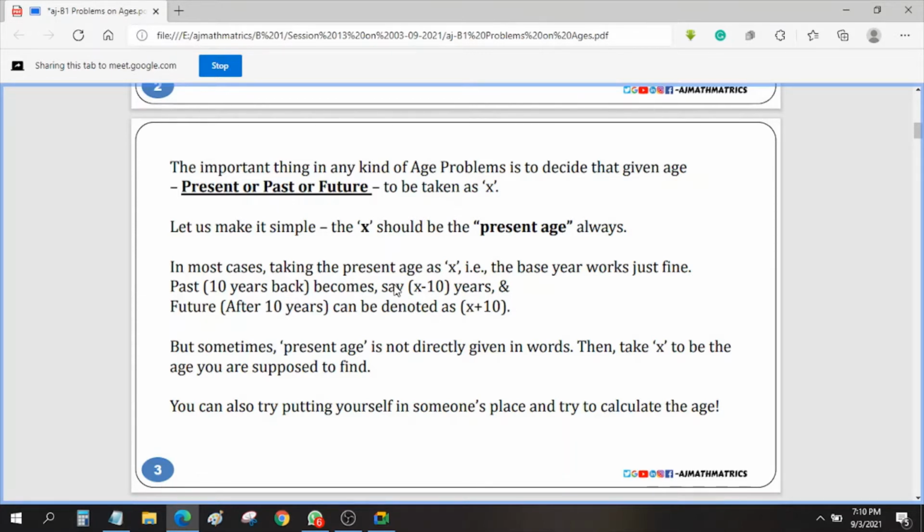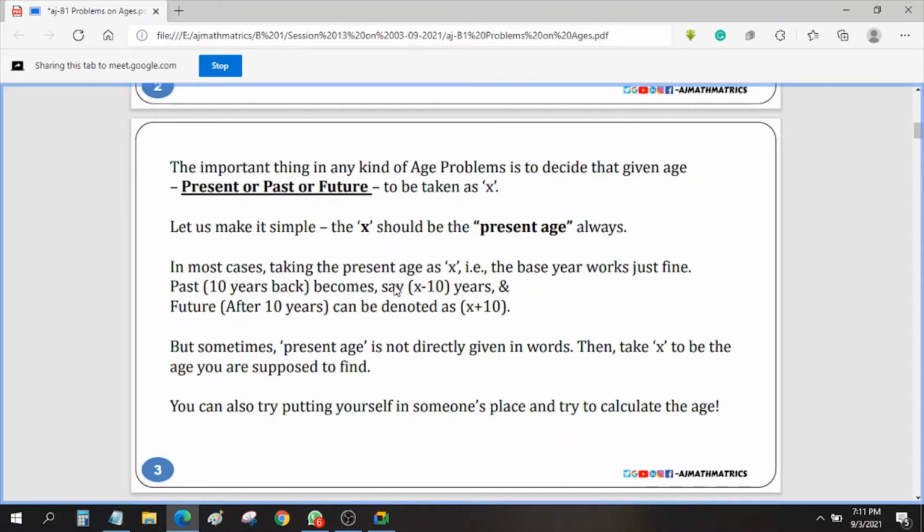So that's why, make a simple rule: always use the variable for the present age only. Whenever you see the variable, you understand that it represents the present age. From question to question, don't change. That is my suggestion: present age you can always consider as a variable. Now I am telling you x; later I will tell you what kind of variables you are going to take. Now come to the third point.